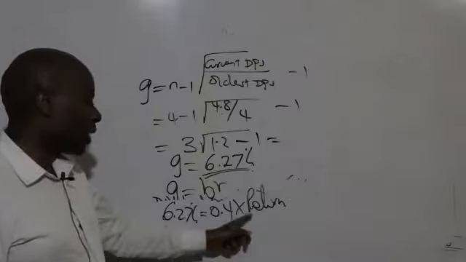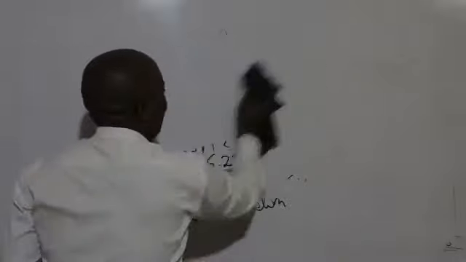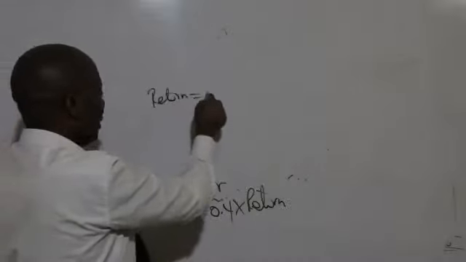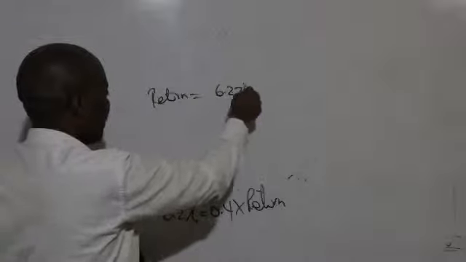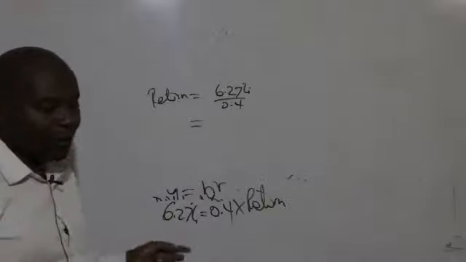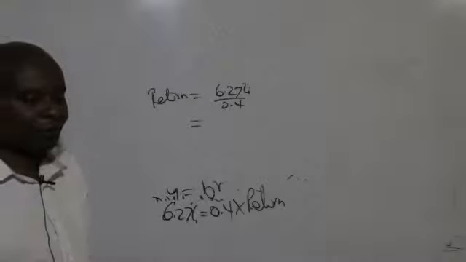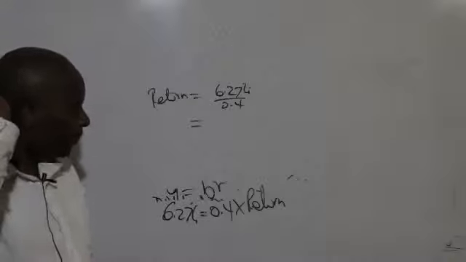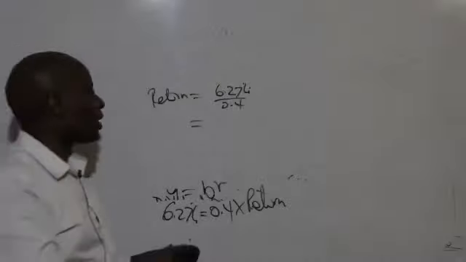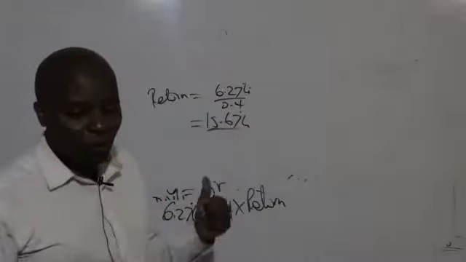So please make return the subject of the formula. So our return here will be equal to 6.27% divided by 0.4. So you can give us an answer. What is 6.27 divided by 0.4? So the return here will be 15.67%. I'm so sure all of us would have gotten this in an exam.